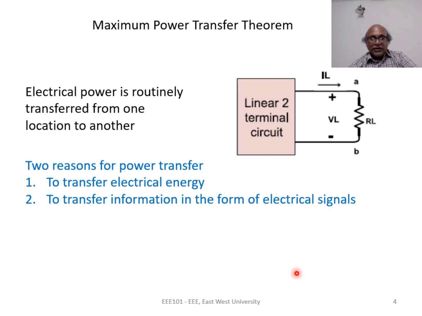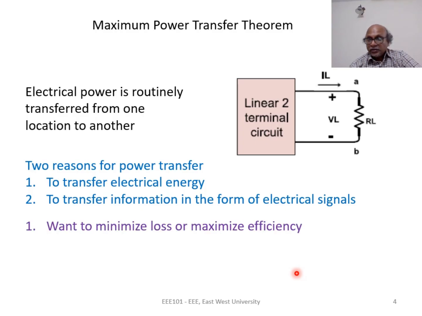Okay, so what is the objective that we should look for when we transfer electrical energy or when we transfer information? When we transfer electrical energy, we want to utilize as much of the energy as we have produced. So we can say that we want to minimize the loss of electrical energy during the transfer process. Minimizing the loss means maximizing the efficiency. So when transferring electrical energy, our guiding principle is to minimize loss or to maximize efficiency.